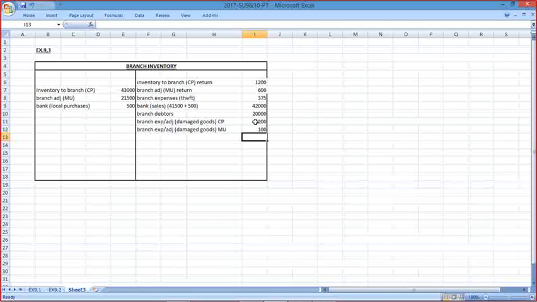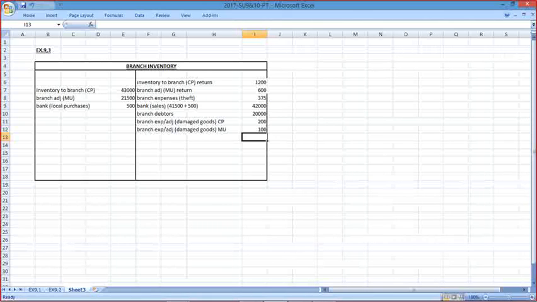Next. Next is credit losses of branch written off. That will only affect the debtors account. It will not affect the inventory account. The credit losses will affect the debtors and the branch expenses. Yes. Good. Next.